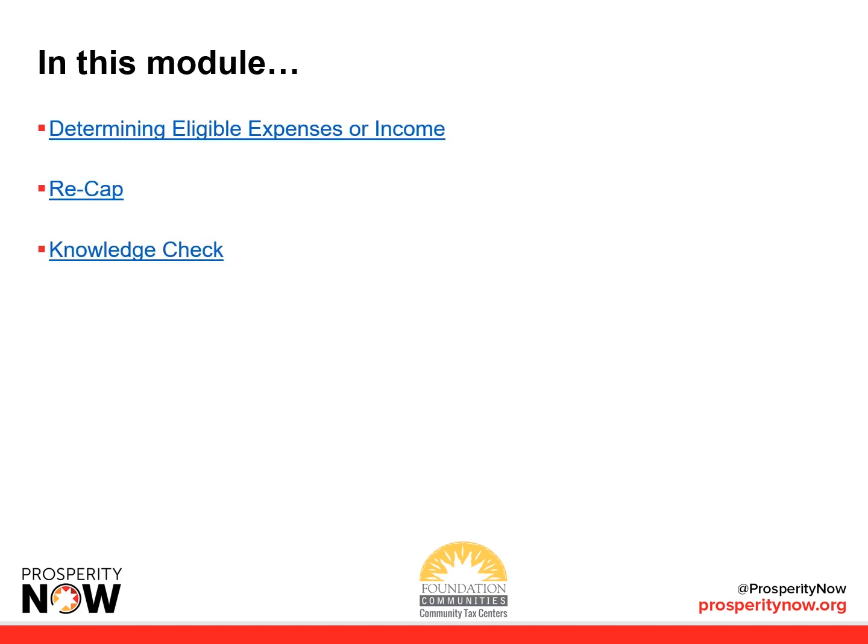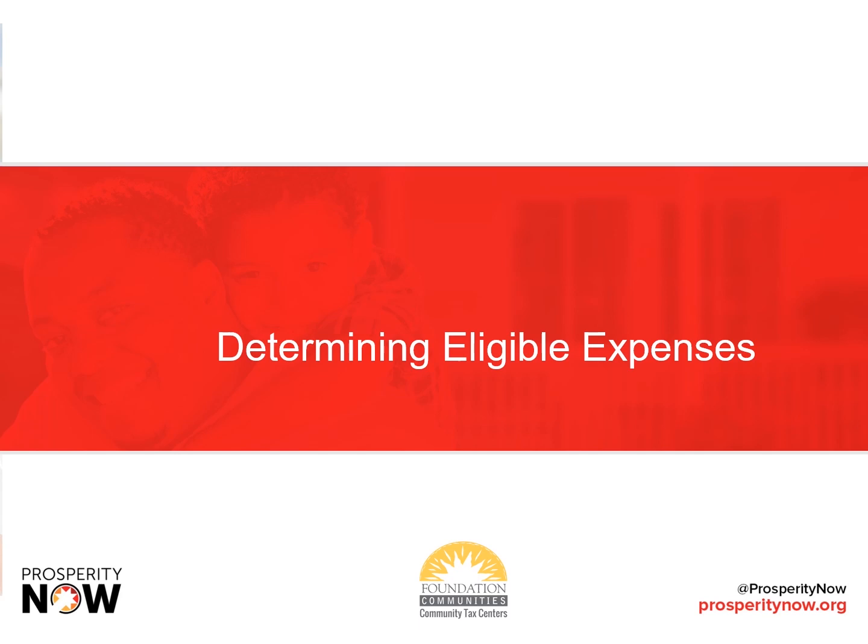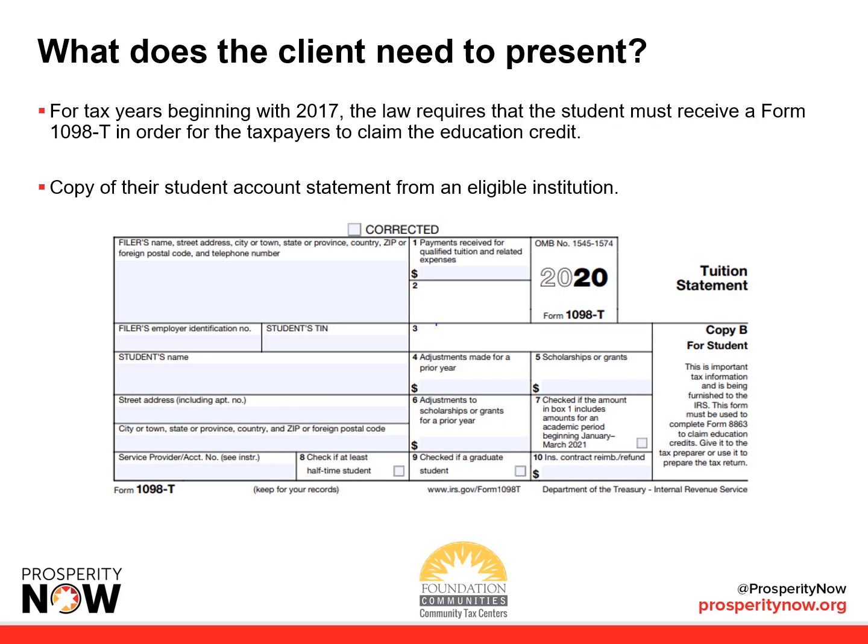This module is broken up into 3 sections: determining the eligible expenses, recap, and then we'll end with a knowledge check. So, how does one determine eligible expenses? What does the client need to present?